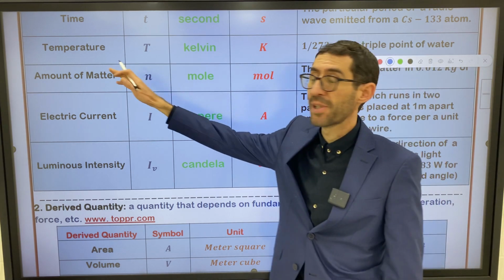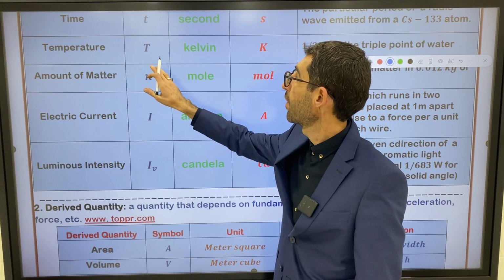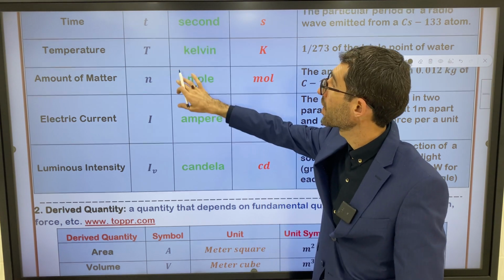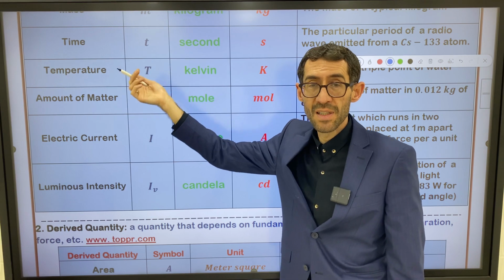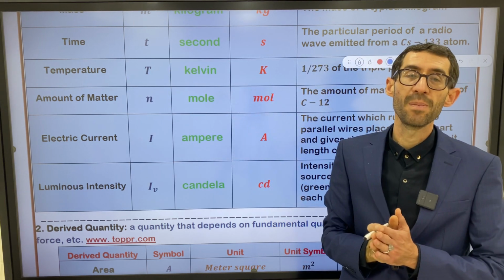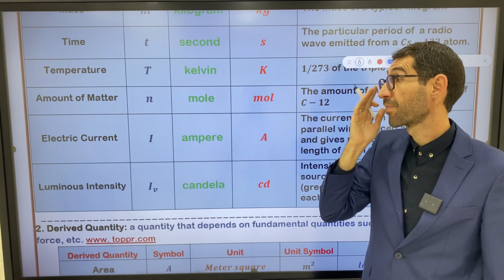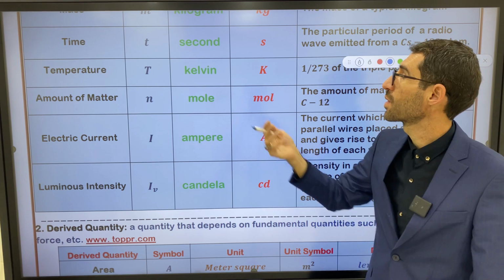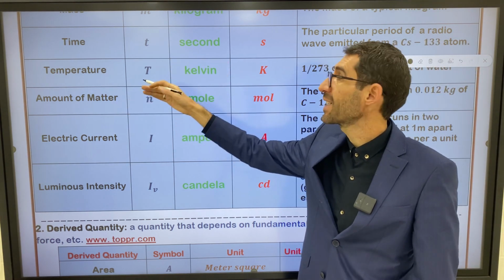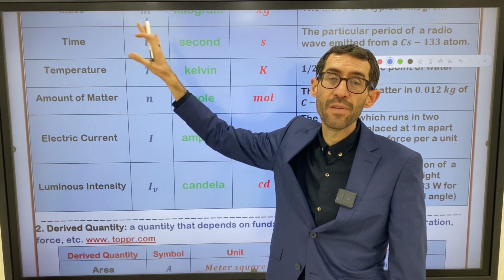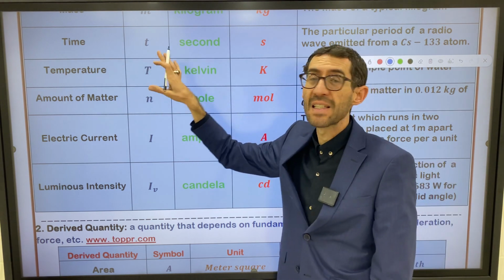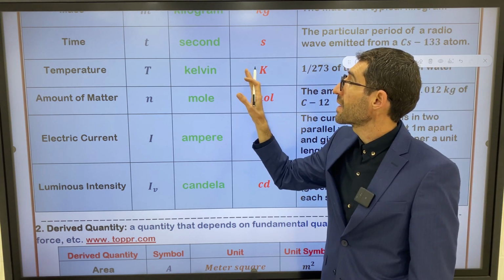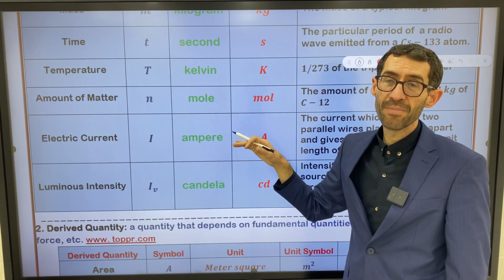After that, we have temperature. The symbol of temperature is T capital, excuse me. T small is for time. You see? So you have to differentiate between these units. You have to be accurate. You cannot use t small for temperature. That's why t small is dedicated only for time, and T capital is dedicated for temperature, right? The unit of temperature is Kelvin.